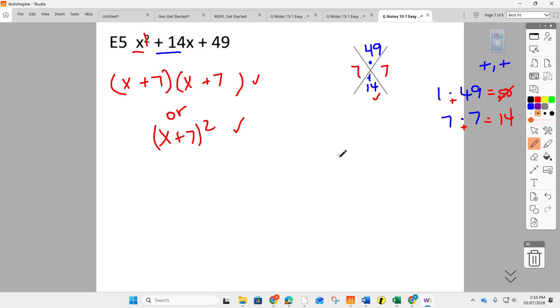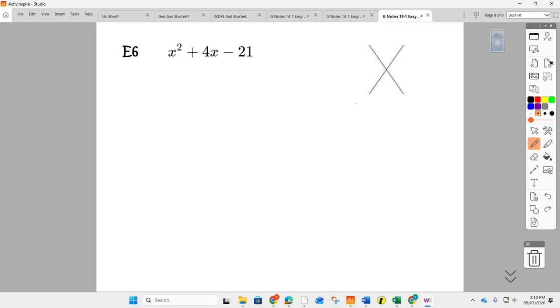All right, so after second period did their assignment, I realized I talked about this with my other classes, but we didn't do an example. This is a little bit different because this is a plus and this is a minus. Our top number is going to be 1 times negative 21, so it's going to be a negative. Our middle number is a positive. And this works if they're both negative here, it's the same strategy. So negative 21 goes in the top, middle number is 4.